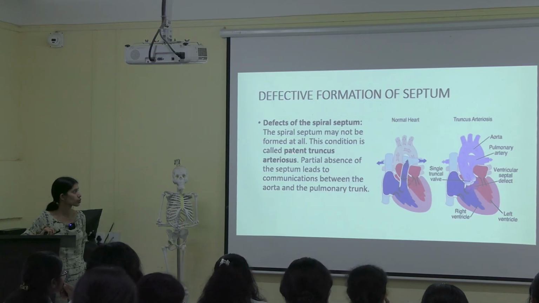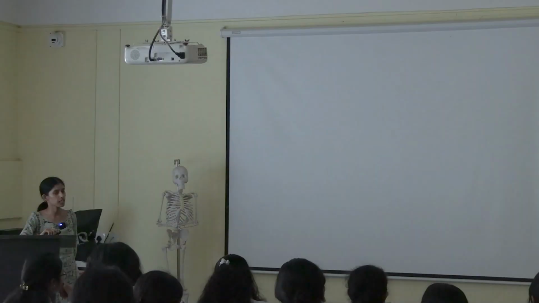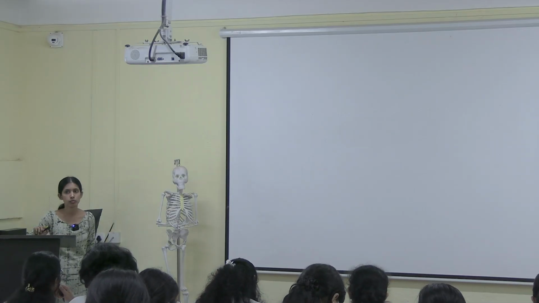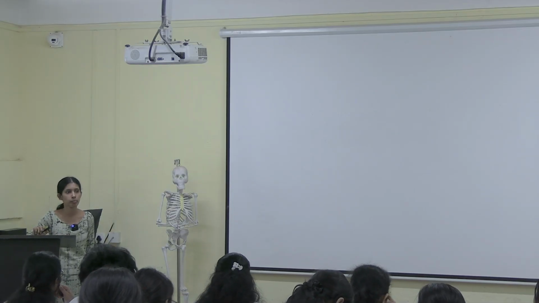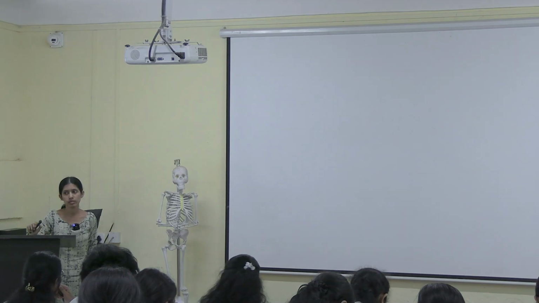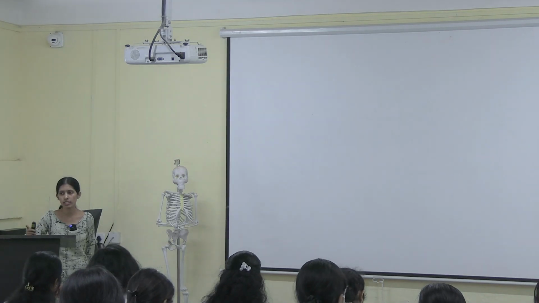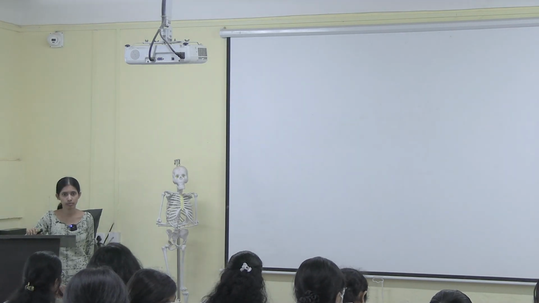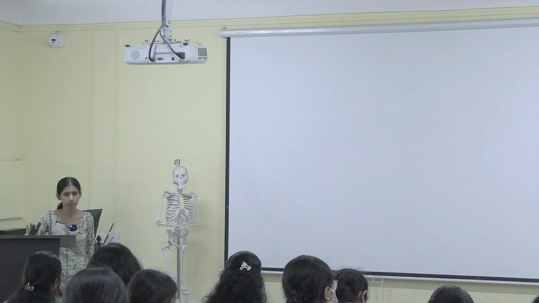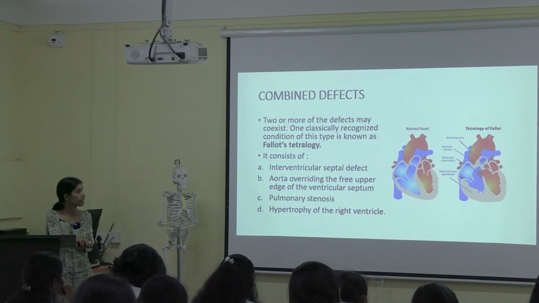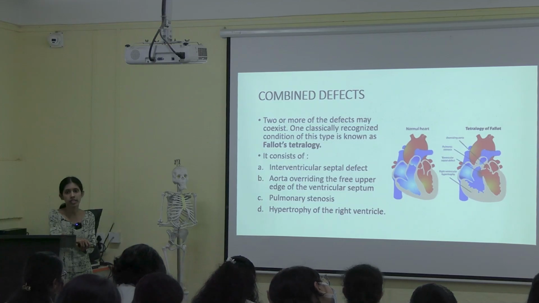This condition is called patent truncus arteriosus. So the patent truncus arteriosus is formed by the defective of which septum? Spiral septum. You can also mention as ventricular defect septum. Defect in ventricular septum. Okay. Next we have one more important condition called Fallot's tetralogy.